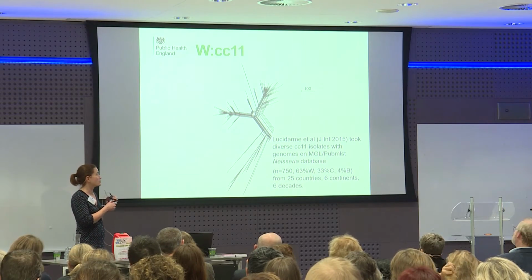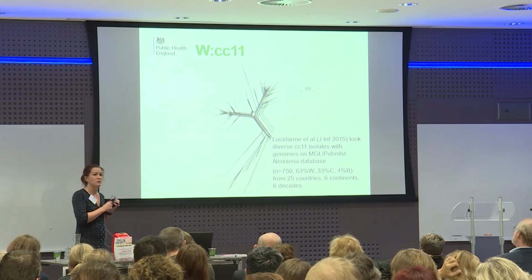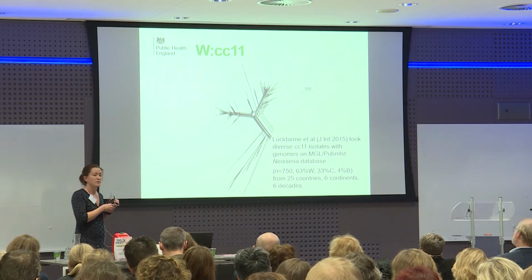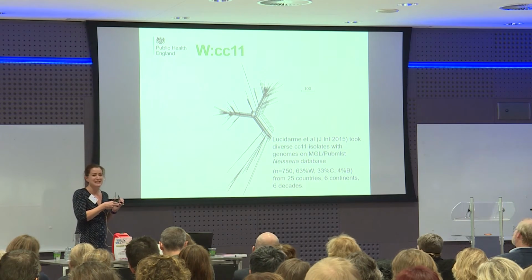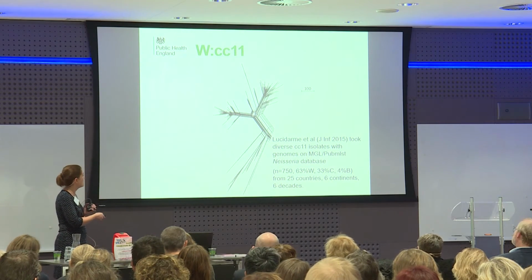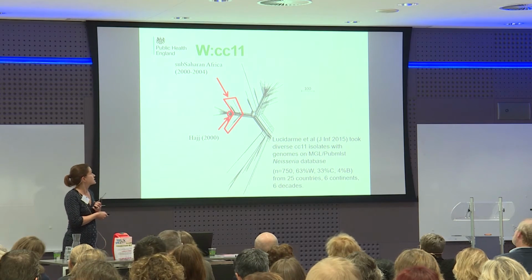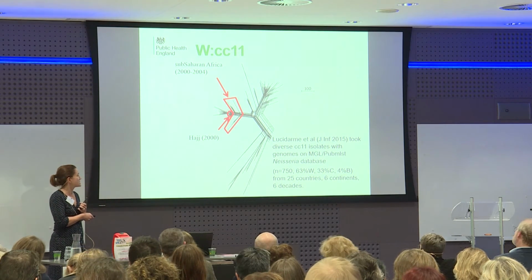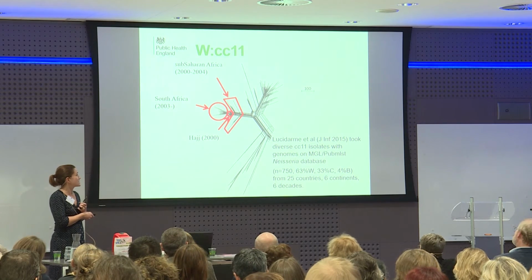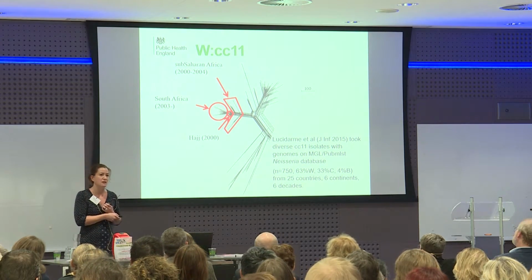I don't know if you've seen these phylogenetic trees previously. I think they're actually quite intuitive when you look at them. We're basically plotting the genetic distribution of the organism, and the closer together these are, the more closely related they are, essentially. So in summary, this is where the Haj outbreak strain sits, the isolates from the Haj in 2000. This is where the sub-Saharan African strain isolates sit, the South African isolates, and you can see that those are all very closely related.